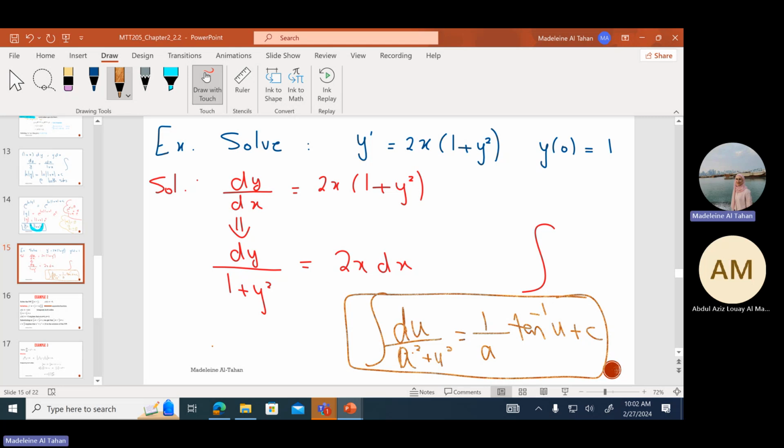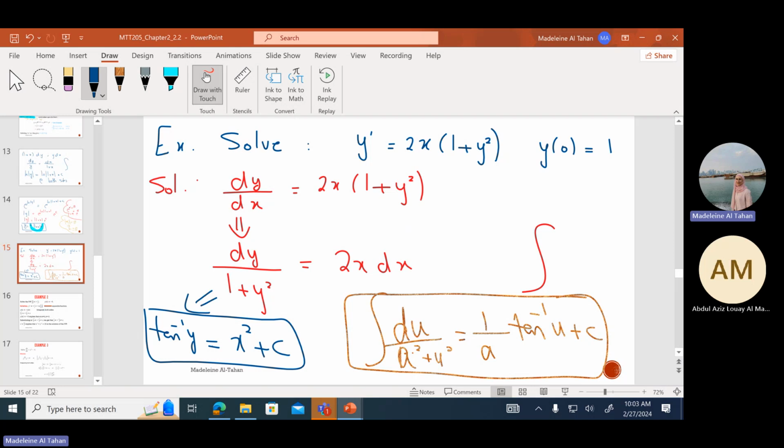What's the integral of this? Tangent inverse y, because a is 1. And on the right hand side, what's the integral of 2x? x squared plus a constant. We reach this one. What do we call it? Implicit solution. Suppose that I want to find the explicit solution. How do I find that? Take the tangent of both sides. When we want to get rid of the inverse, we apply the function itself. But this one we can consider as an implicit solution.